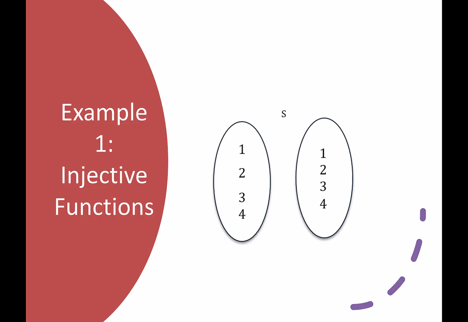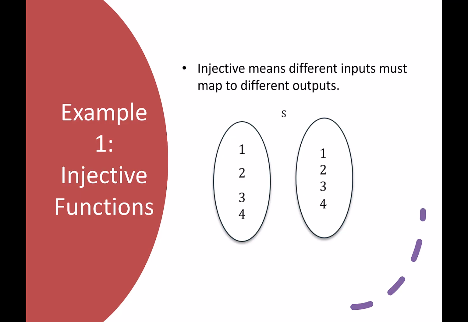If I want to know how many of those functions are injective or one-to-one, I'm trying to figure out how many of the inputs map to different outputs. Because I'm not having repetition, I can think of it this way. The first element has 4 choices, then the second element has 3, then I have 2 choices, and then I have 1. Multiplying that together gives me a total of 24 different injective functions.